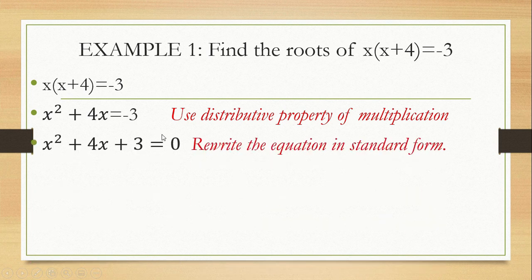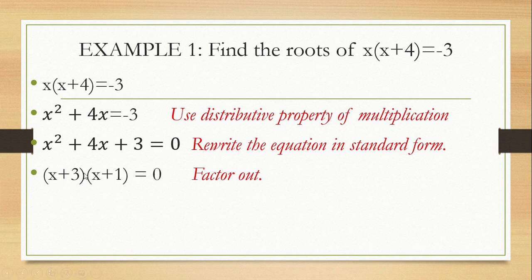Then we will rewrite the equation in standard form by using the addition property of equality. So we have now x squared plus 4x plus 3 equals 0. Then after that, we have to factor this trinomial on the left side of the equation. So we get the factors x plus 3 and x plus 1 equals 0.